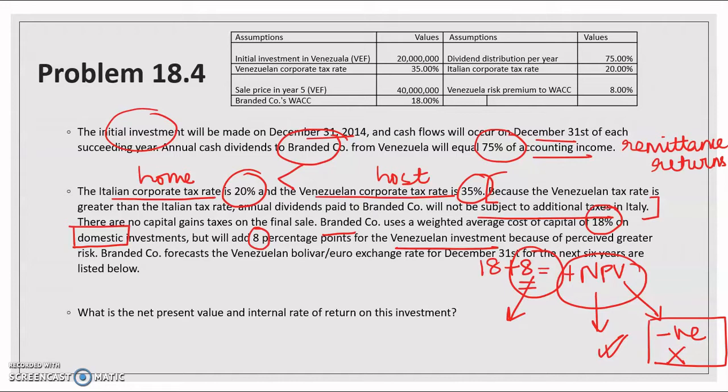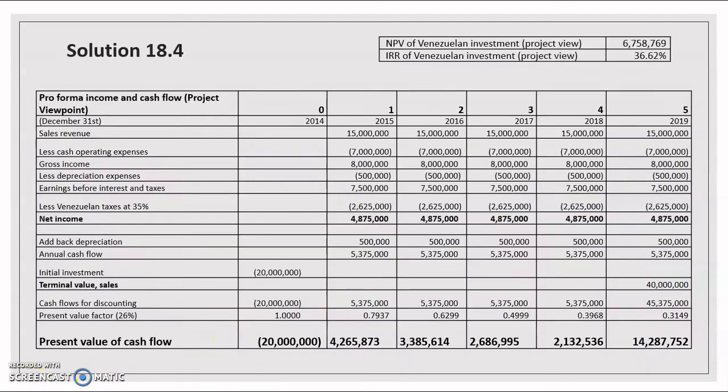So they're trying to account for uncertain factors and the additional risk that comes with investing in the new market. Clearly, it's been mentioned: what is the net present value and the internal rate of return on this investment? The problem is very simple to do because the pro forma has already been provided for you.